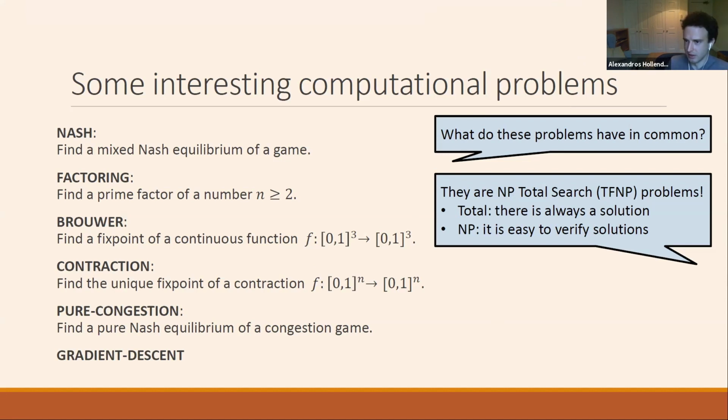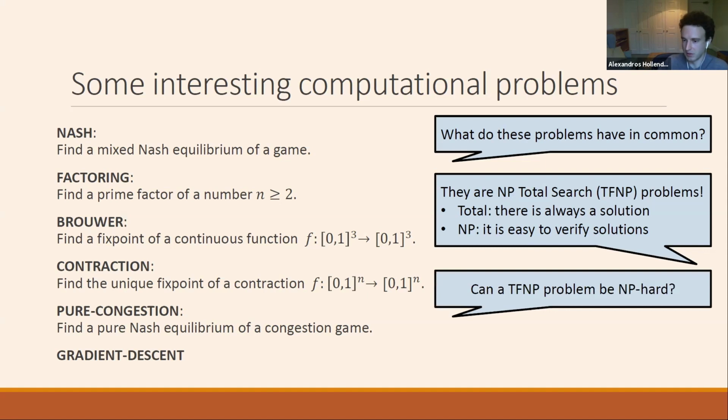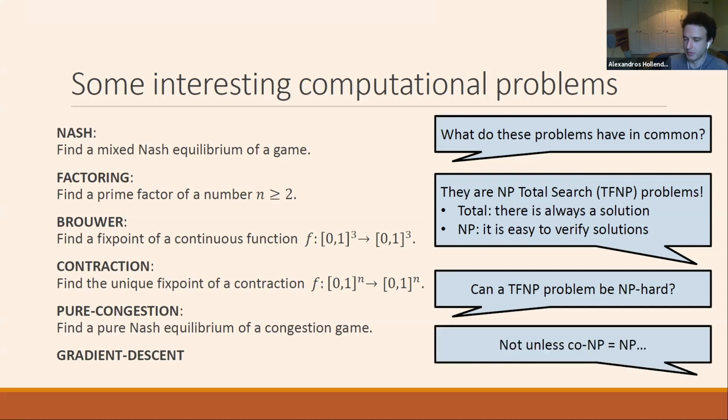Now, the other thing that these problems have in common is that we don't know how to solve them in polynomial time. And so a natural thing to ask then is, how can we provide evidence that they are inherently hard to solve? The first thing one might attempt is to prove that these problems are NP hard. And as it turns out, this is probably not an option here, because if any of these problems was NP hard, that would immediately imply that co-NP equals NP.